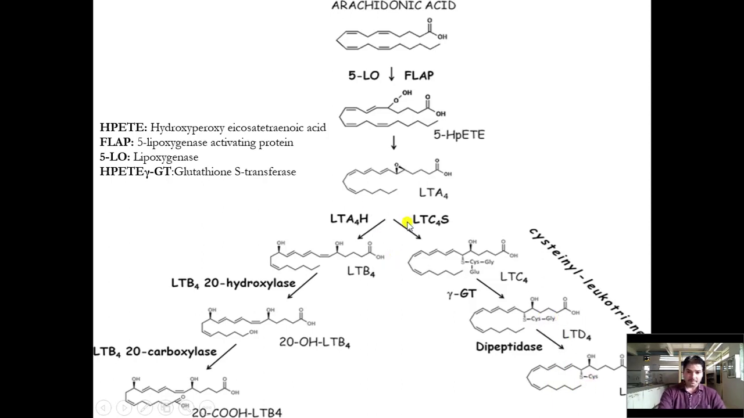In another pathway, leukotriene A4 will convert into leukotriene B4 with the help of leukotriene A4 hydrolase enzyme, and there is a hydrolysis of leukotriene A4. This leukotriene B4 will convert into 20-hydroxy leukotriene B4 with the help of leukotriene B4 20-hydroxylase enzyme. This 20-hydroxy leukotriene B4 will convert into 20-carboxyl leukotriene B4 with the help of leukotriene B4 20-carboxylase enzyme, and this hydroxyl group will convert into carboxylic group.